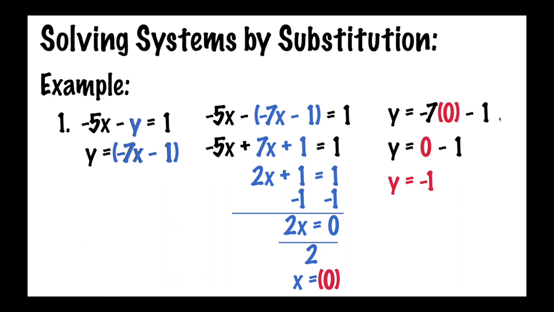So now I want to write my answer as an ordered pair, just as we did in section 3.2 with graphing. Our answer becomes, it's the x value first and the y value second. So I get 0, negative 1.